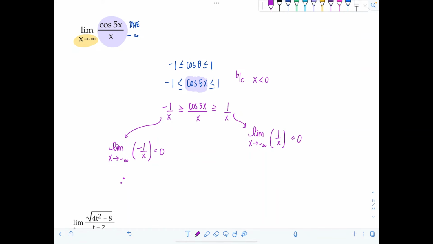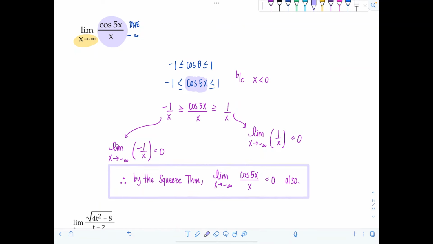Therefore, by the squeeze theorem, let's rewrite the original limit, like angelic little calculus students. The limit as x approaches negative infinity of cosine 5x over x equals 0 also. Boom. A plus. So far I'm doing A plus work.